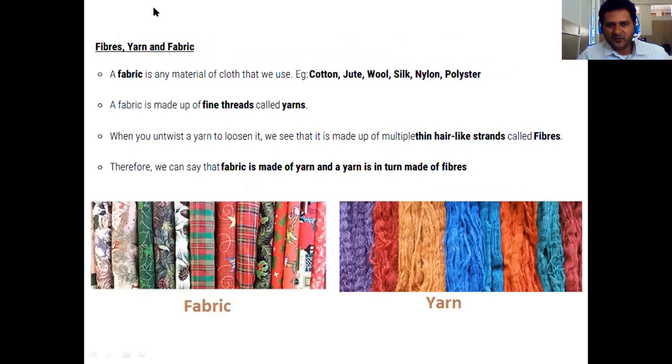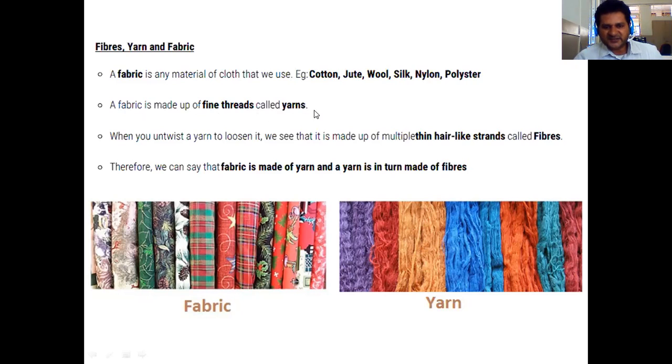So we have to understand what is fiber, yarn and fabric. Fabric can be any material of cloth. It can be cotton, wool, nylon or polyester. This fabric is made up of fine threads called yarns. Fibers, yarn, fabric: these three different terms you have to remember.